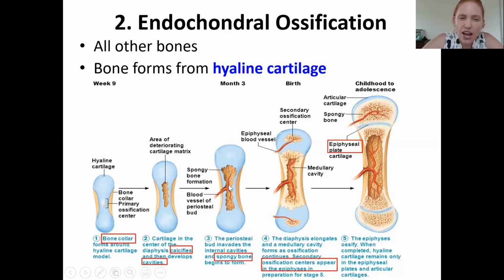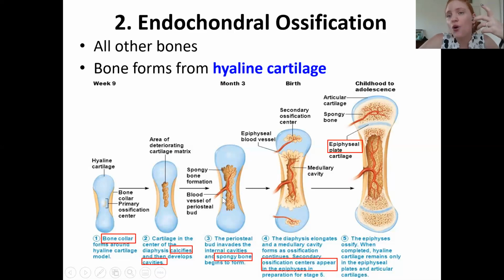And then the next thing that happens is you start creating a blood vessel that goes through, right? So the blood vessels are going to penetrate through that bone collar, and that's going to provide nutrients and oxygen to that area inside. But what comes with it, right? So that's called the periosteal bud, as in like the bud of a flower. So we have the periosteal bud where we have that blood vessel penetrating in and sort of invading into the inside of what will become the bone.